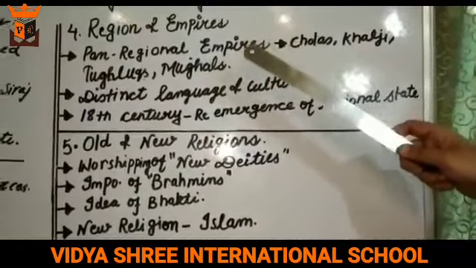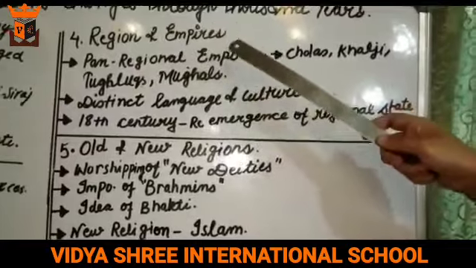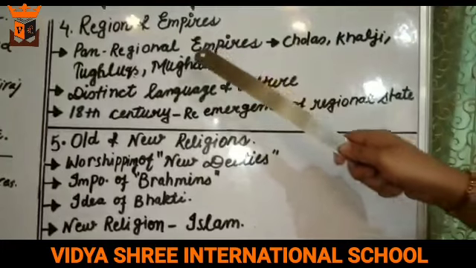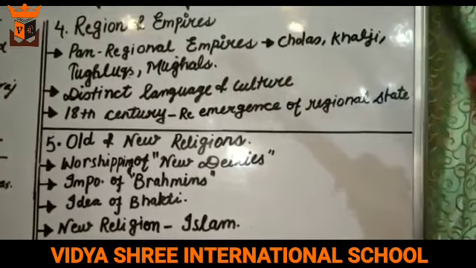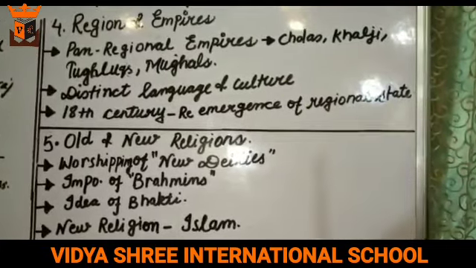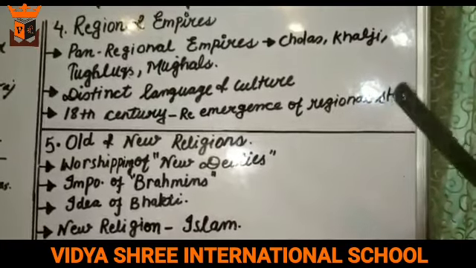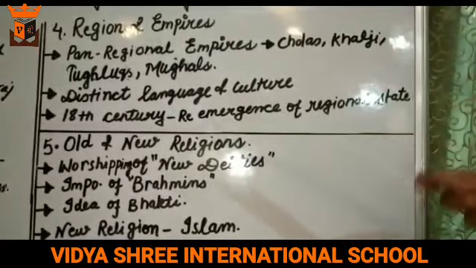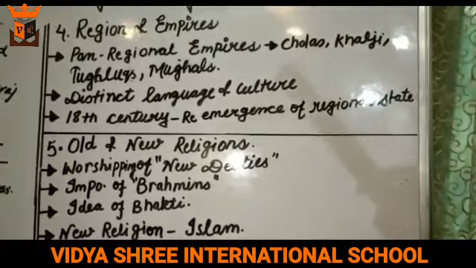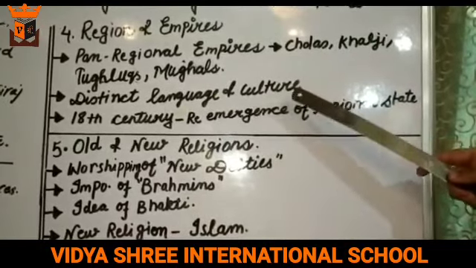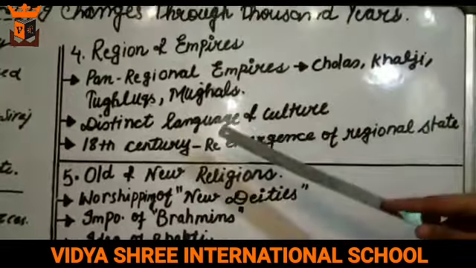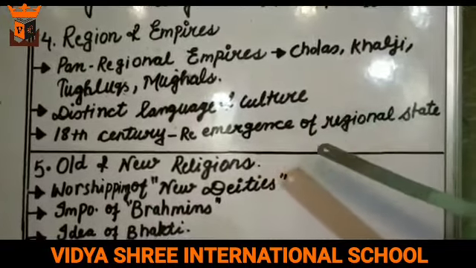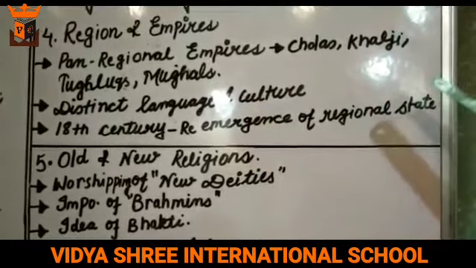Let's revise the next topic, that is regions and empires. Beta, this is the period of pan-regional empires, okay? Which means very big empires existed at that time which ruled over very large areas. So empires like Cholas, Mughals, Khiljis, Tughlaqs, etc. And every region had its own distinct culture and language. So now, children, when the Mughal Empire declined in the 18th century, it led to the re-emergence of regional states.